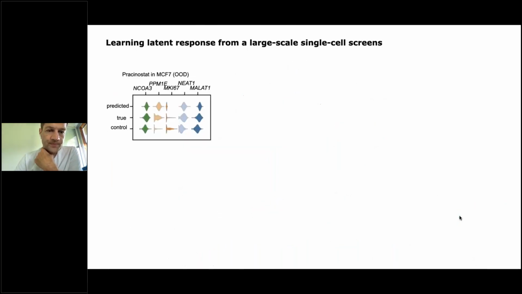So we've been training the model. And what we can first ask is, does the model interpolate existing data well? In this case, for example, we held out the pracinostat effect in this particular cell line called MCF, and then we look at how a few genes are expressed. And this is the control, and you see that the true gene expressions are shifted, and you see that our predictions actually match up with the true data sets rather well.